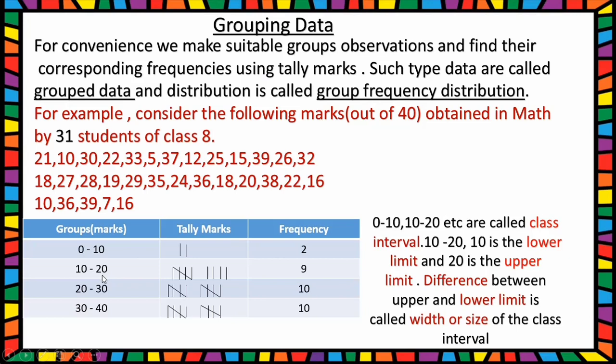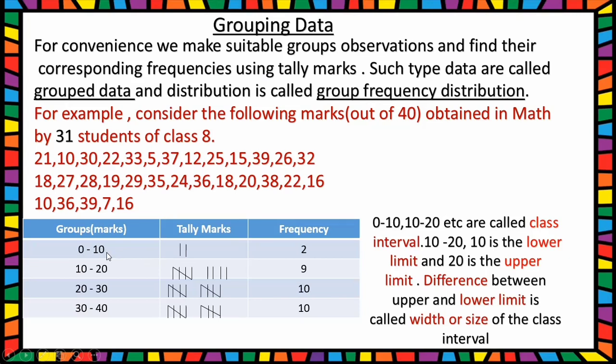And the difference between the upper and lower limit is called the width or size of the class interval. See here, class interval 0 to 10. The upper limit is 10 minus lower limit 0, so 10 minus 0 is 10. So the width or size of this class interval is 10. Then tally marks: how many students scored marks between 0 and 10.